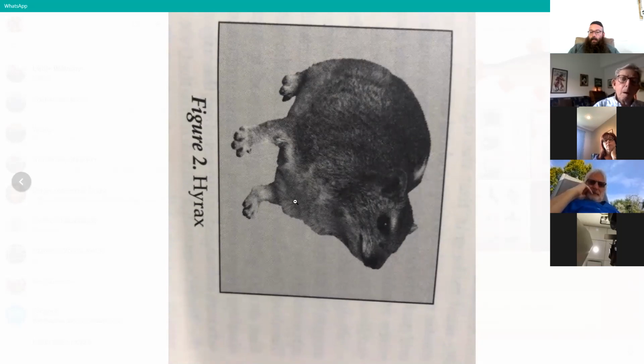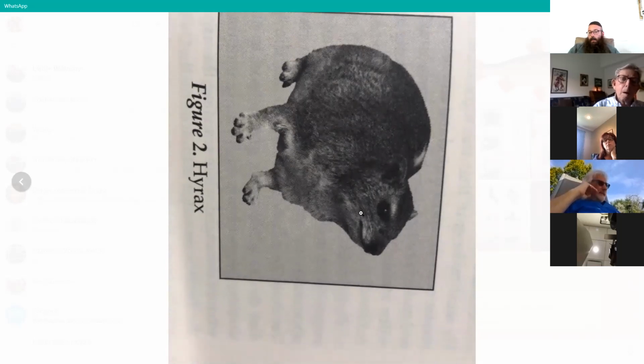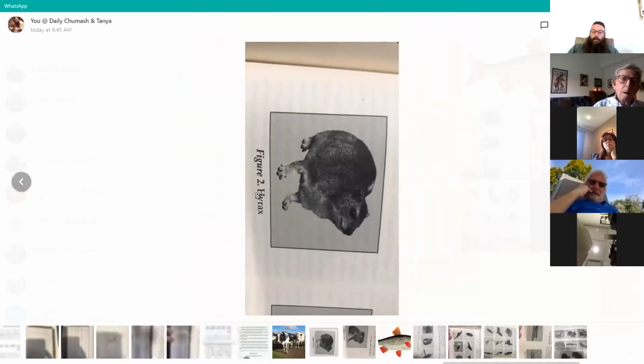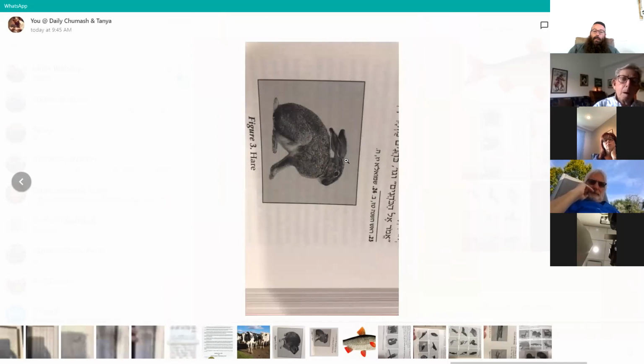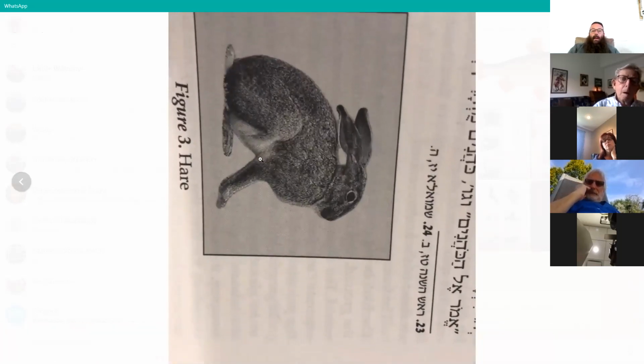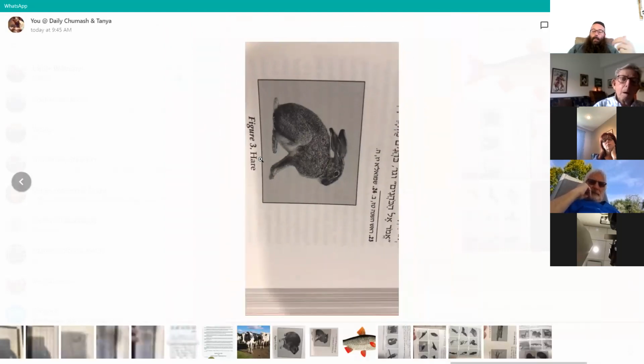That's a picture of whatever a hyrax is. I don't know if you guys know what that is. It is an animal that actually chews its cud, but its feet obviously are not hoofed, not split. And therefore they're not kosher. The Torah's second example is a rabbit, a big rabbit. It chews its cud, but it digests it, splits it up, and then chews it again, and that's what makes it not kosher.